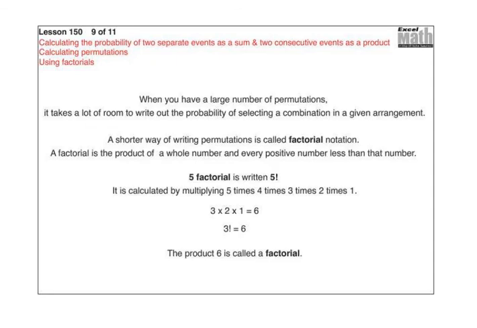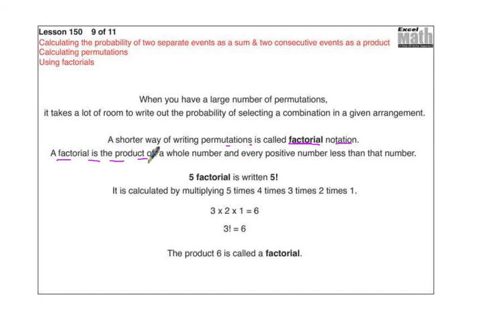Okay, when you have a large number of permutations, it takes a lot of room to write out the probability of selecting a combination in a given arrangement. In other words, what if we didn't just have 4 marbles? What if we had 10 marbles and we had to make permutations out of that? You'd have this huge paper filled with all these different permutations, right? A shorter way of writing permutations is called factorial notation. Now, you're going to like this. This gets kind of easy here.